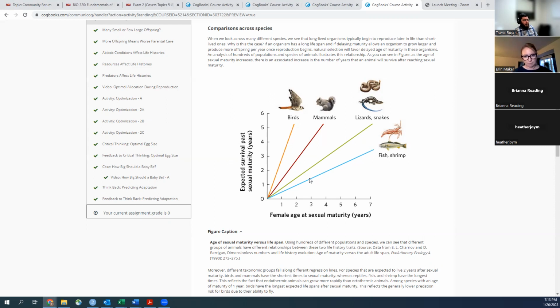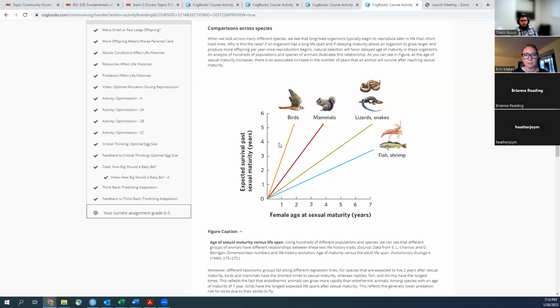Well, it depends on where on the line. Say we read it all the way at the end. If it takes 7 years to reach sexual maturity, it'll only live for 3 years beyond that. Oh, okay. If it reaches sexual maturity at age 3, it'll only live 1 year beyond that. Okay. And the bird is a little bit opposite, right? If it reaches sexual maturity at 2, it'll live quite a long time past its sexual maturity. It'll live 4 more years.